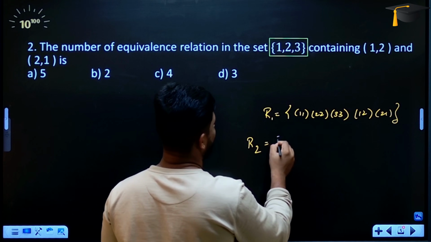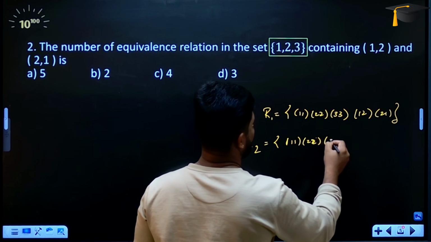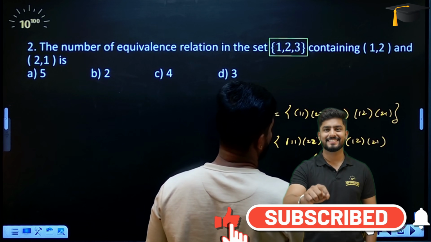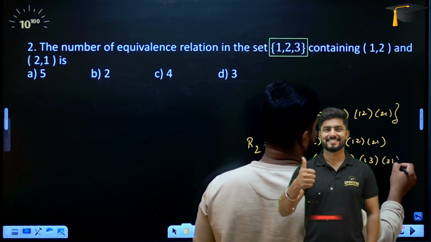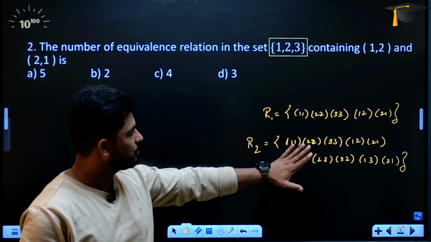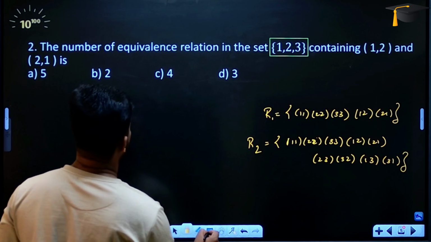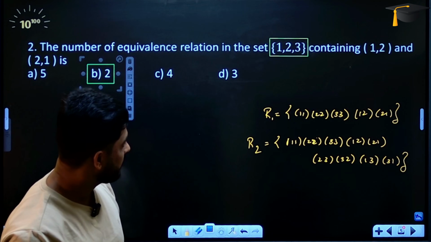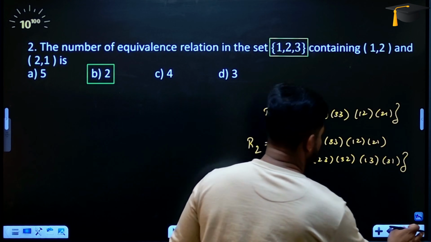So R2 is equal to the same (1, 1), (2, 2), (3, 3), (1, 2), (2, 1), next (2, 3), (3, 2), next (1, 3), (3, 1). So this is an equivalence relation. In these two relations, we will have (1, 2) and (2, 1) together. That's why the answer for this is option B. 2 is the right answer, children. I hope I have written it correctly. Yes, it's correct. So 2 is the right answer.